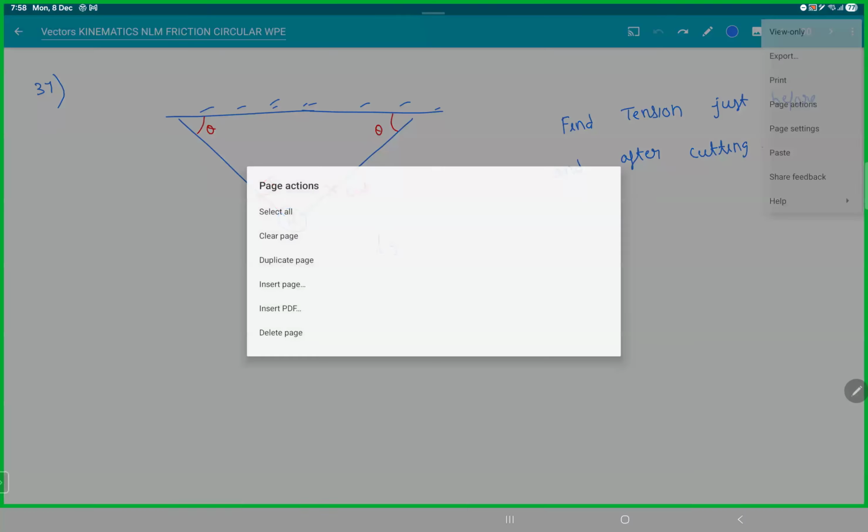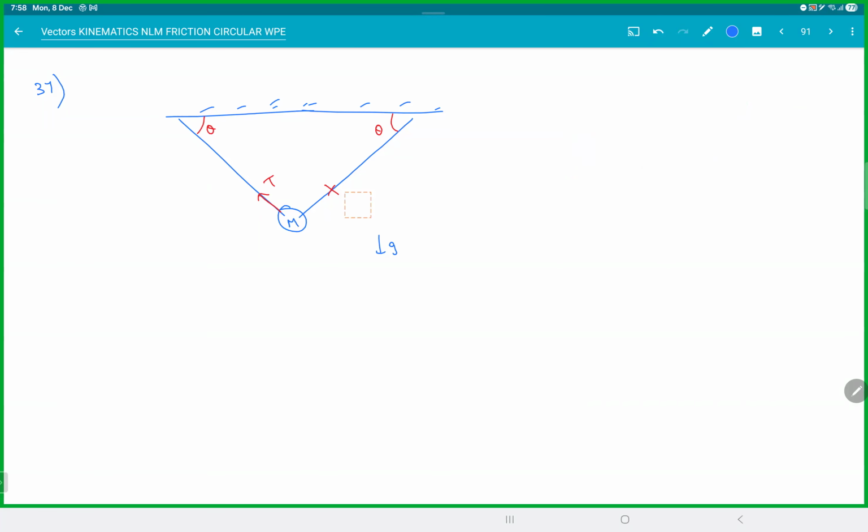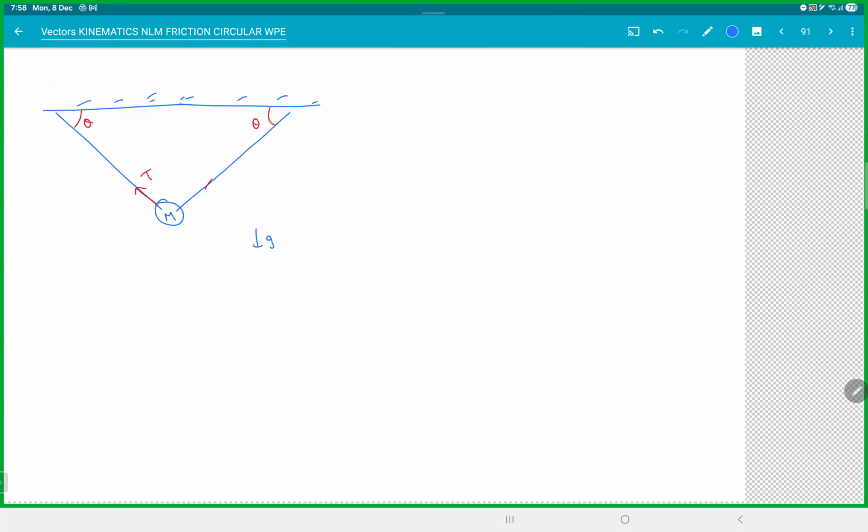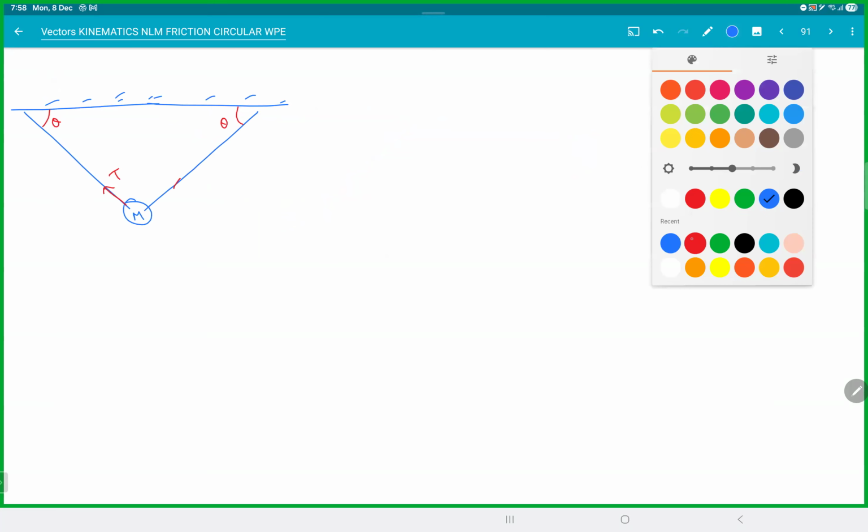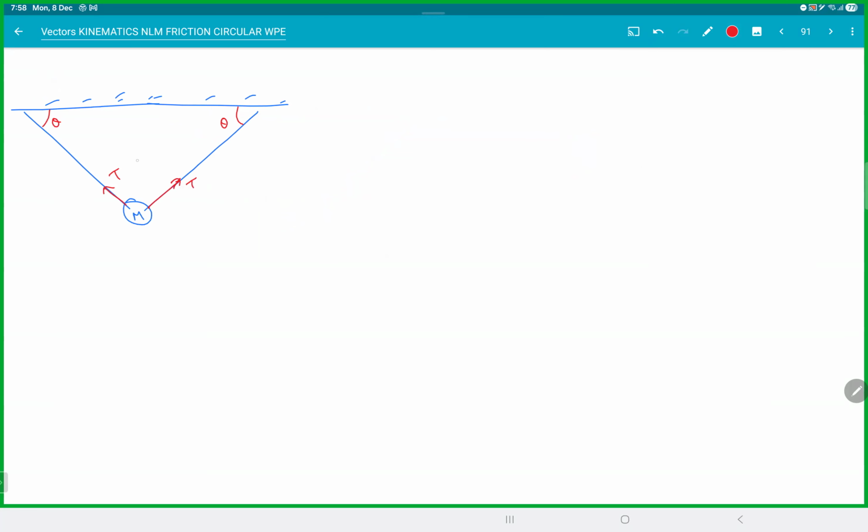So the first part was easy. Before cutting, it was easy to find. That will be tension, that will be tension. This is theta, this is theta, this is mg. 2T sine theta is equal to mg.